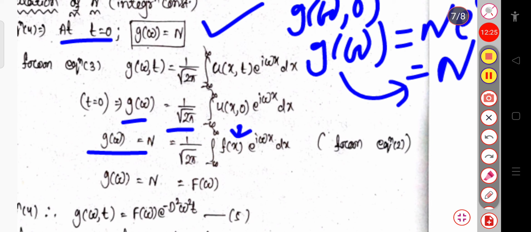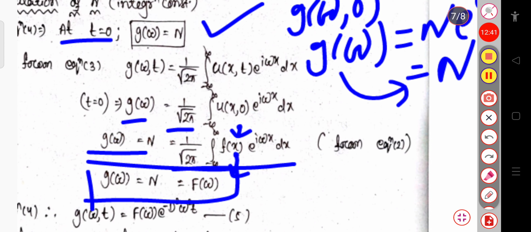Now this total term, this is the Fourier transform of the function f of x, and that is equal to f of omega. Then g of omega equal to n is equal to f of omega, right?